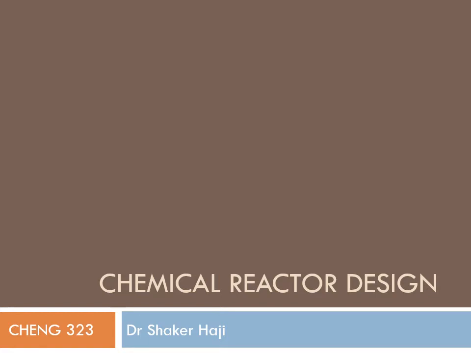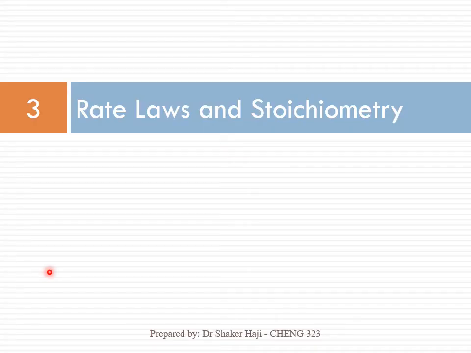Welcome back to Chemical Reactor Design, aka Ching 323, where you're gonna learn about rates, reactors, and beyond. Okay, so we have finished already chapter 2, and today we're gonna start chapter 3. The title of chapter 3 is Rate Laws and Stoichiometry, and we're gonna divide the chapter into two parts.